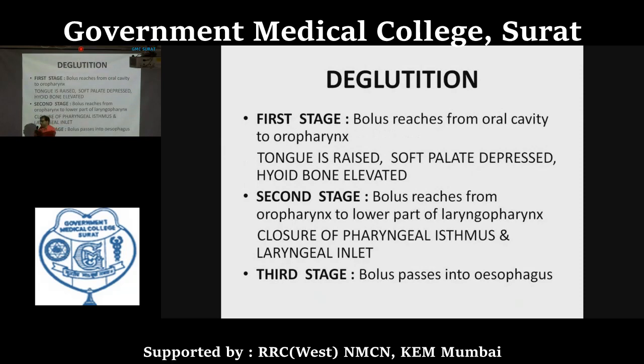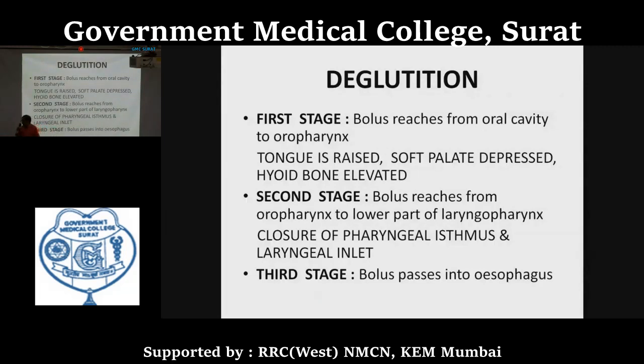Now let's have a discussion about the process of deglutition, or the process of swallowing, known as deglutition. Deglutition is the process of swallowing that starts when the food is put in the oral cavity and ends when the food passes the pharynx and enters the esophagus. This process has different stages according to where the food bolus is located: first stage, second stage and third stage.